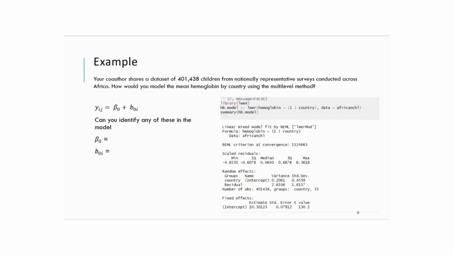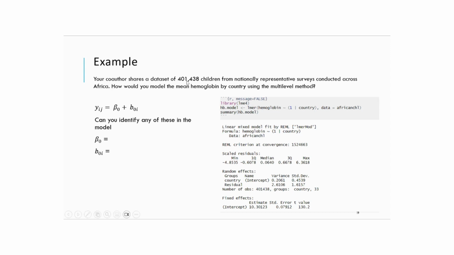Okay, so that's where we are. Let's do another example really quickly, and then you're beginning to see what this means when we're talking about a random intercept, a random effect versus your fixed intercept.